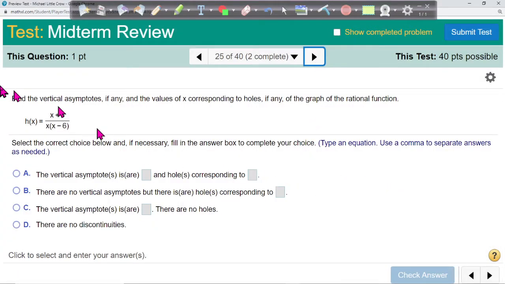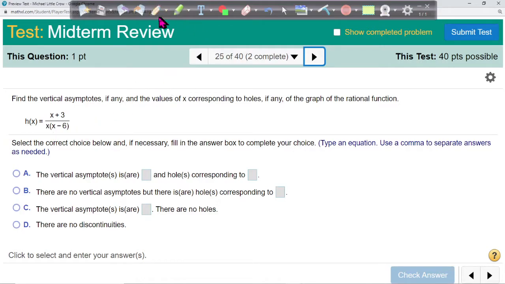Number 25. Find the vertical asymptotes, if any, and the values of x corresponding to any holes, if they're rational. So do we have a hole or do we have an asymptote? So this is factored for us, which is nice. There are no common factors between the numerator and denominator, so nothing's going to cancel out. There are no holes. You could go ahead and graph this if you'd like.